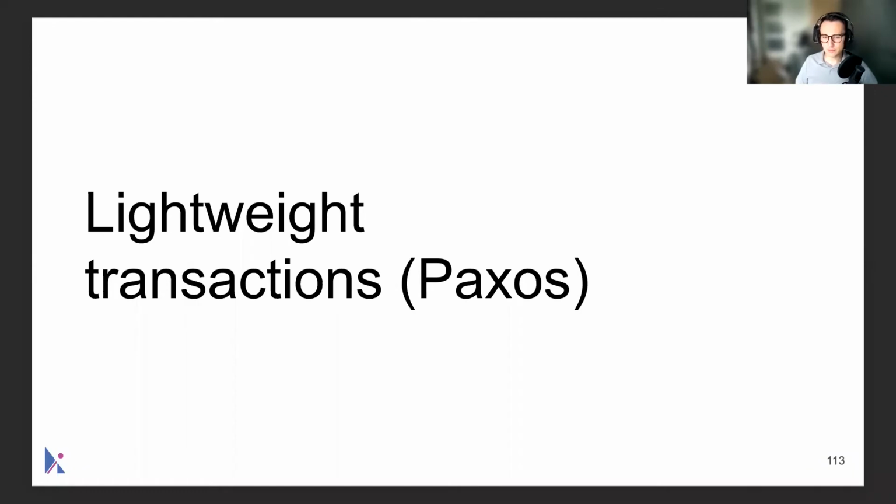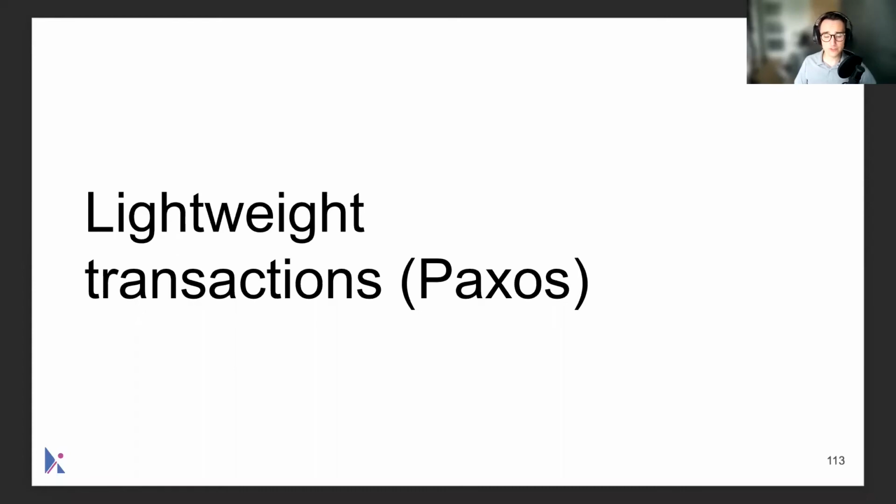But in terms of flexibility, this is not all that Cassandra can offer. We have also something which is called a lightweight transaction, and the lightweight transaction mechanism uses Paxos under the hood in order to provide the linearizability for some compare and set operations. So those are the operations like insert if not exists or delete if exists.